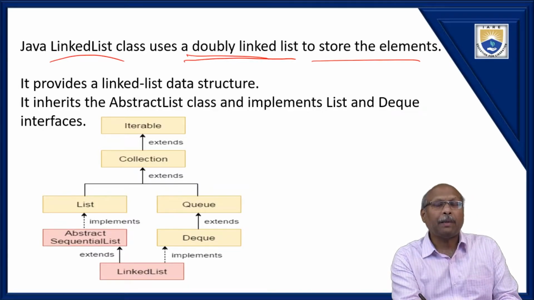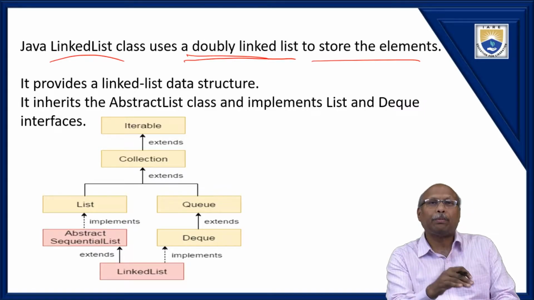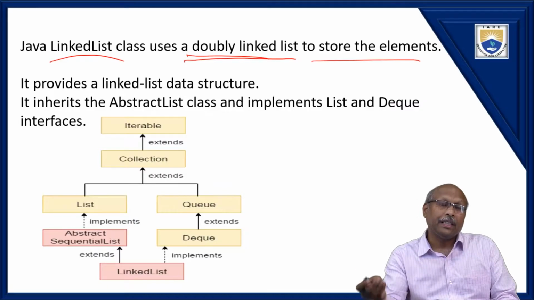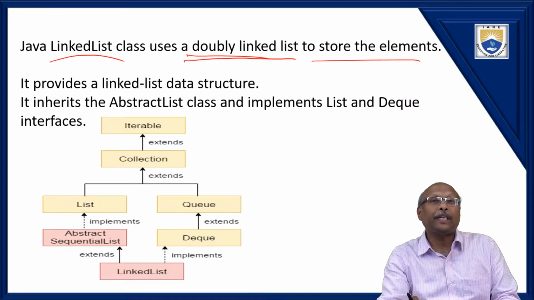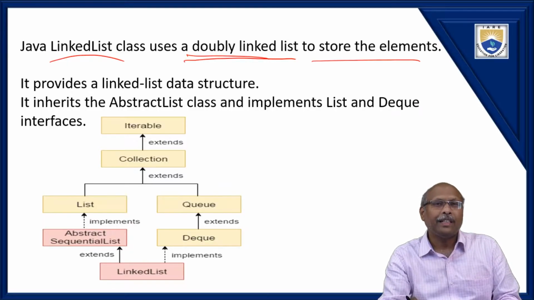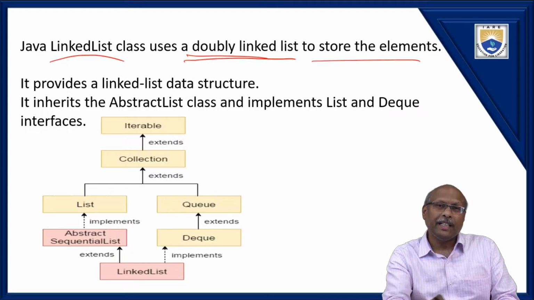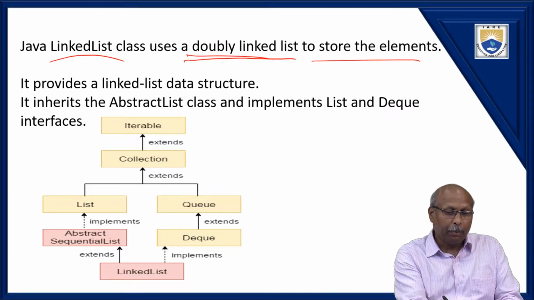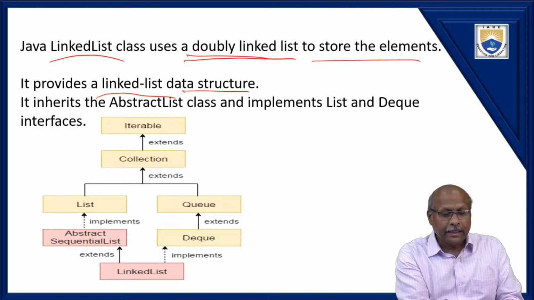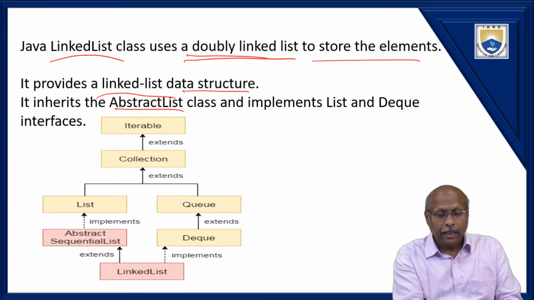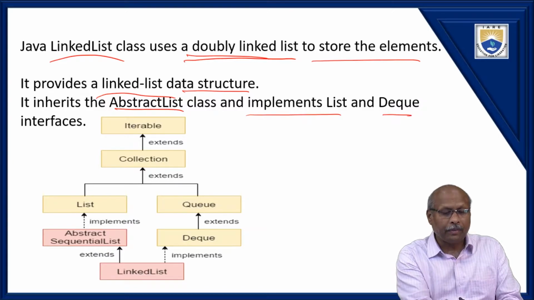Why? Because with the help of the double linked list data structure, it is more convenient to traverse left to right as well as right to left. Plus, you can add an item and remove an item easily. So modification is dead easy. That's why a double linked list is used in the linked list class. It provides the linked list data structure. It inherits the abstract class and implements the List and Deque interfaces.